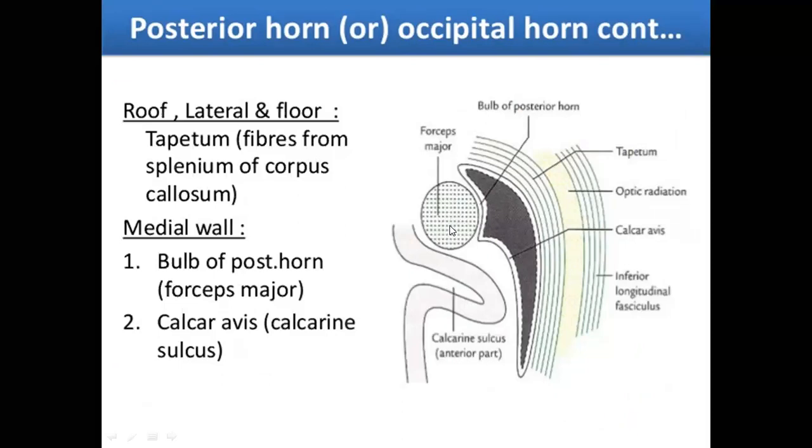The bulb of the posterior horn is a rounded elevation that is produced by the forceps major. Forceps major are fibers, white matter. Then calcar avis: if you remember, in the medial surface I showed you a Y-shaped sulcus, that is the calcarine sulcus. The Y-shaped calcarine sulcus produces an elevation in the medial wall of your posterior horn that is known as the calcar avis. So this is the calcar avis. This is the posterior horn.